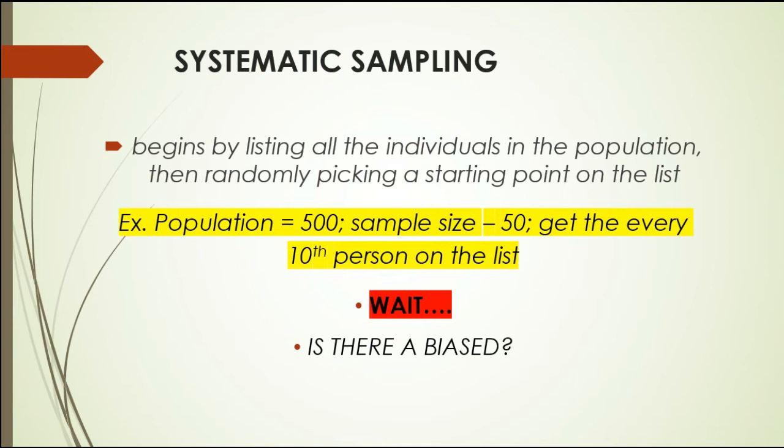Okay? So we will not take 1 to 9, 11 to 19, 21 to 29. Okay? We will only take 10, 20, 30, 40, 50, and so on, so that we can form a sample of 50. Okay? Because we only want to take 50. It is very similar to random sampling.